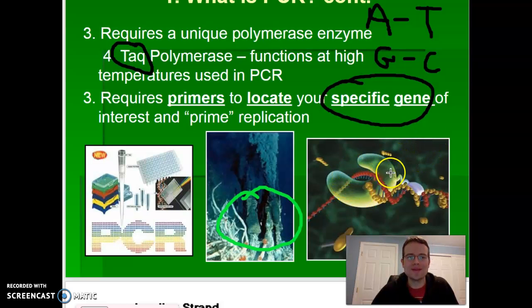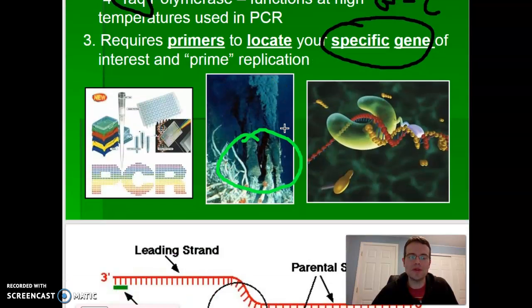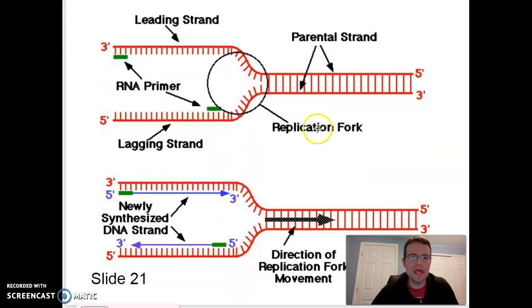So in either case, you design primers to go look for your gene. That's basically what they do. So far we've got our polymerase, we've got our primers, and if you recall from DNA replication, what else do we need? Well, we need a whole bunch of nucleotides.